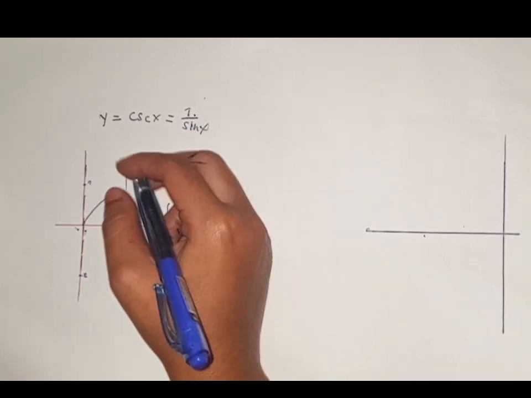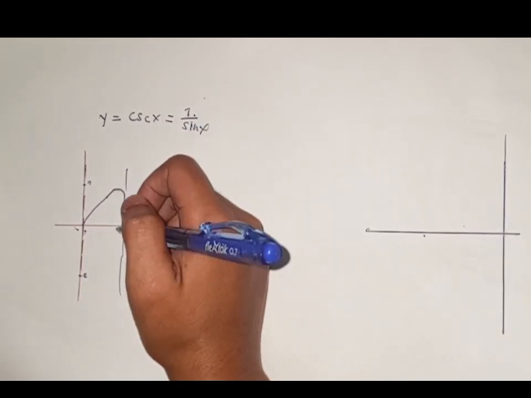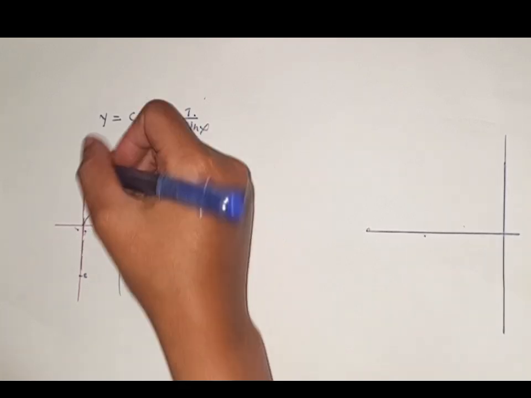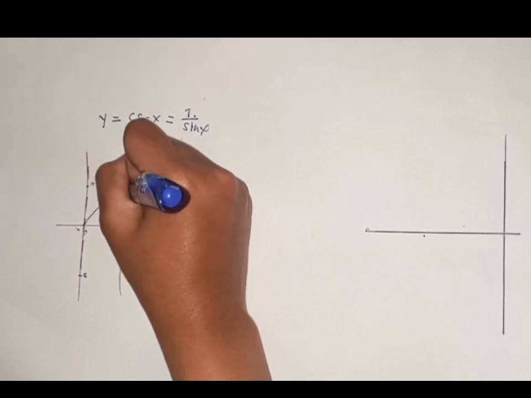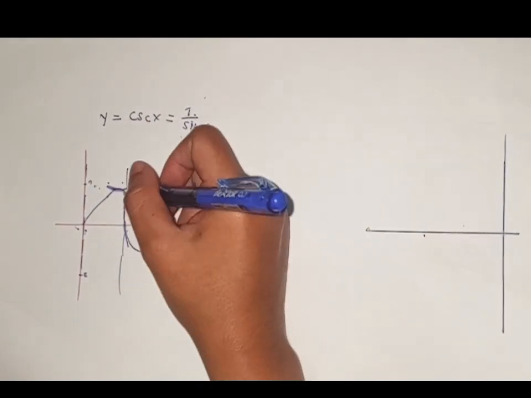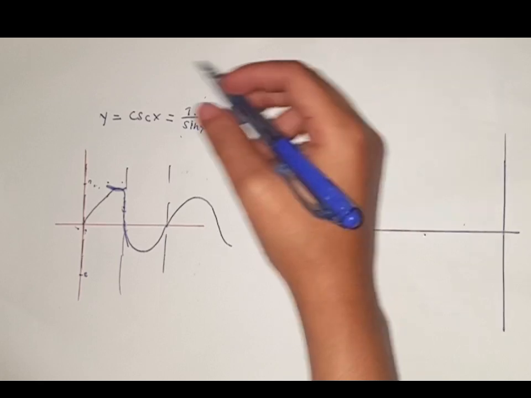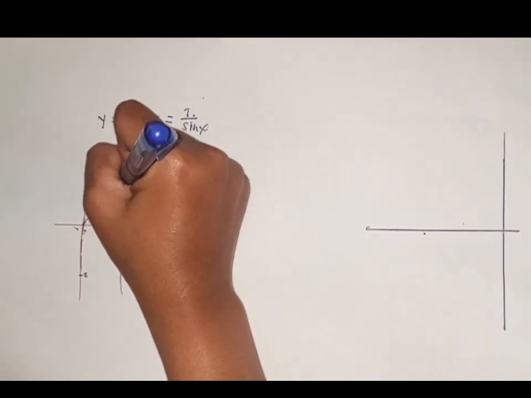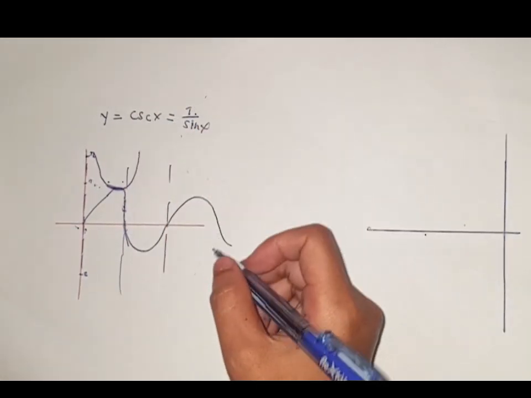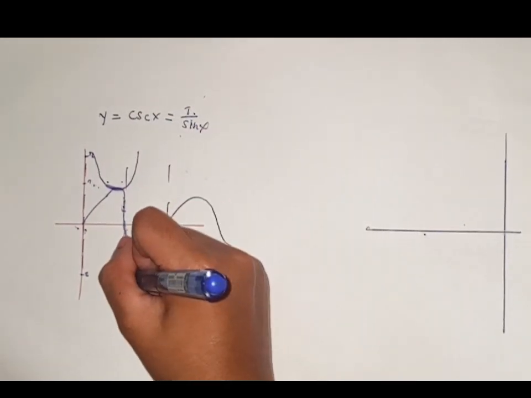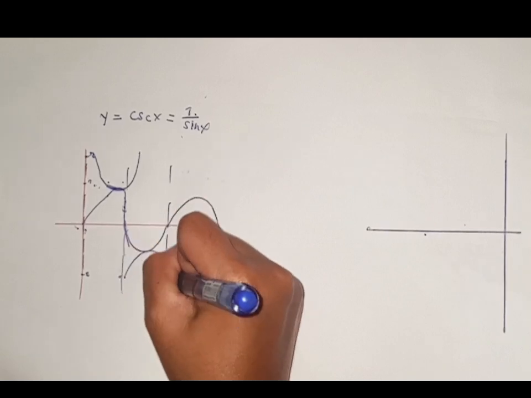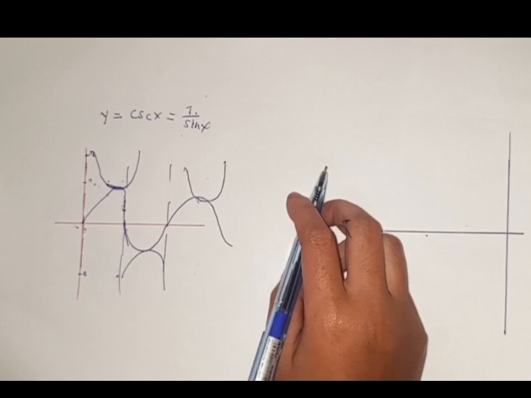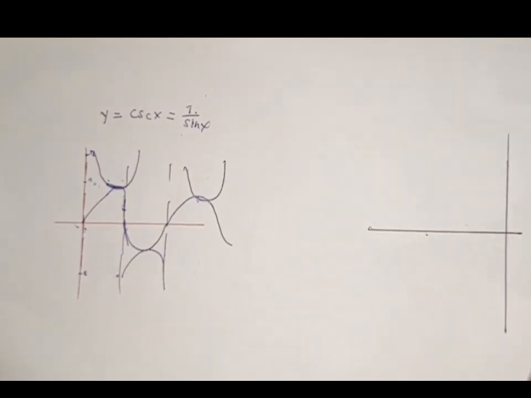At 90 degrees, or pi over 2, we have 1. So 1 divided by 1 is equal to 1. And let's say that here is a half. So 1 divided by a half is equal to 2. This is a 2. Repeat the pattern for a continuous process. So here you have 2. So this is the graph for cosecant.